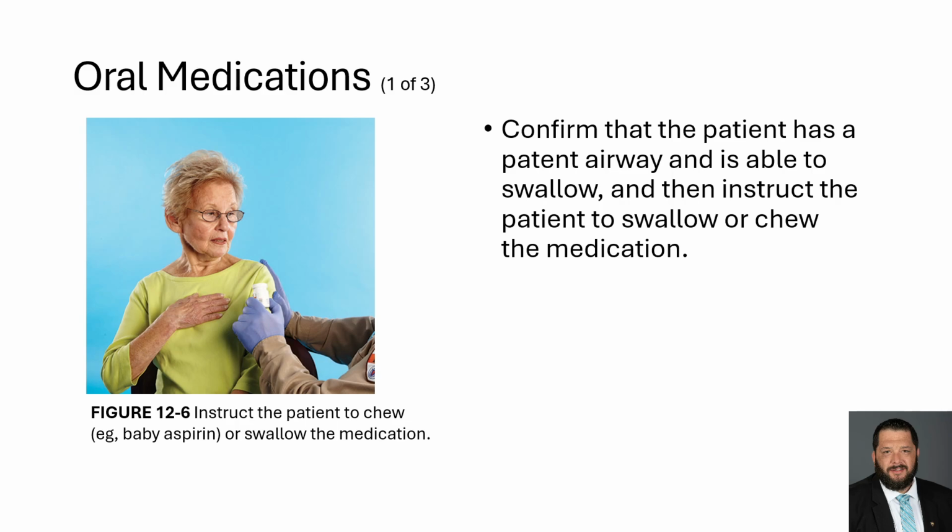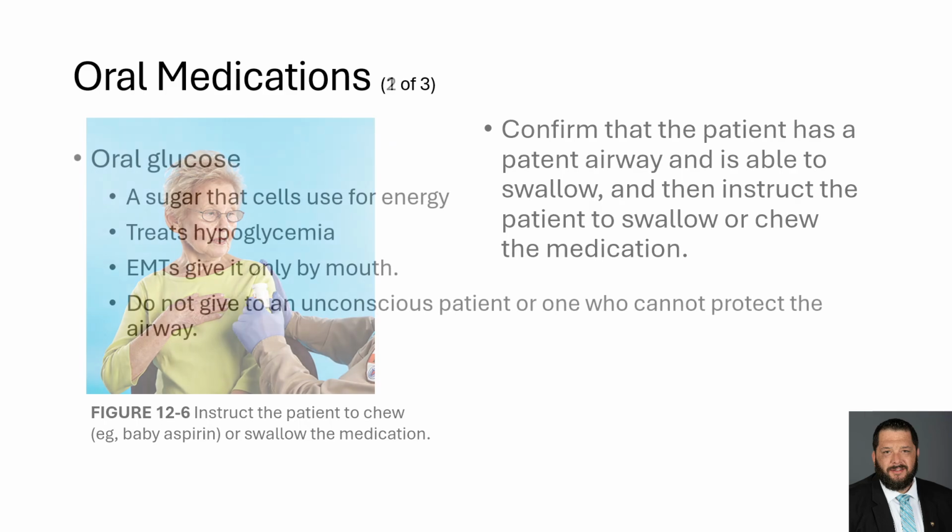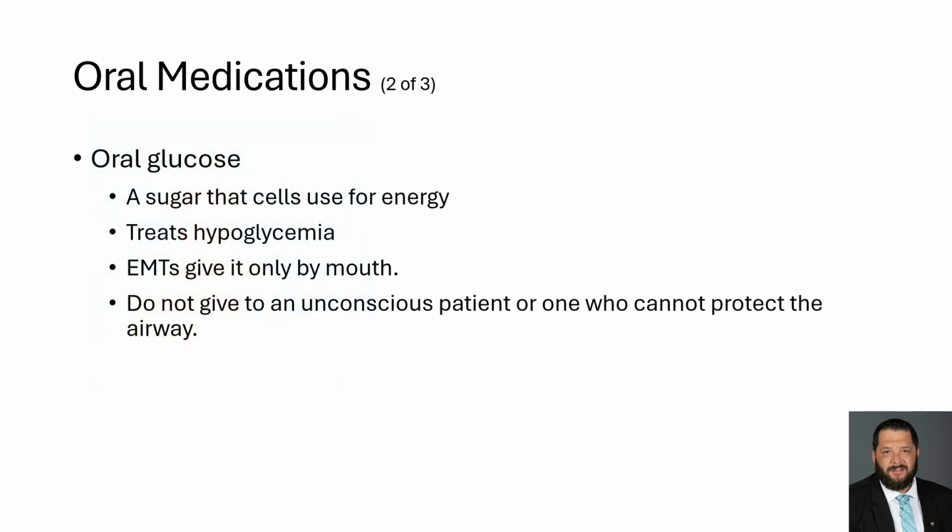All right, for the EMT, we have some common medications that are given orally. These are medications that a patient will take and swallow. So for these medications, you need to ensure that the patient has a patent airway and the ability to swallow. You may instruct the patient to swallow or chew the medication, and they should be able to follow those instructions. Oral glucose is one of these medications.